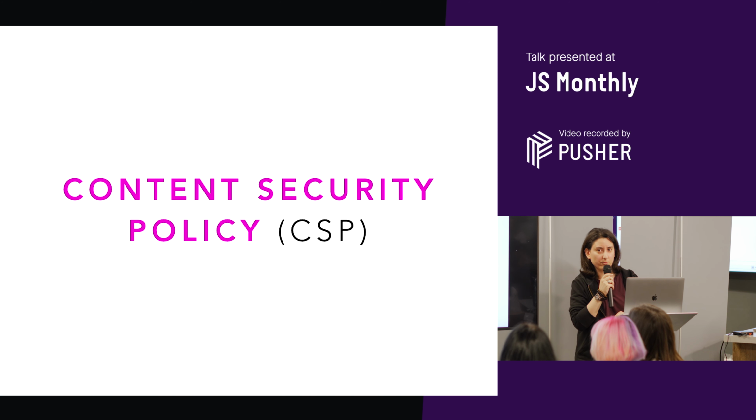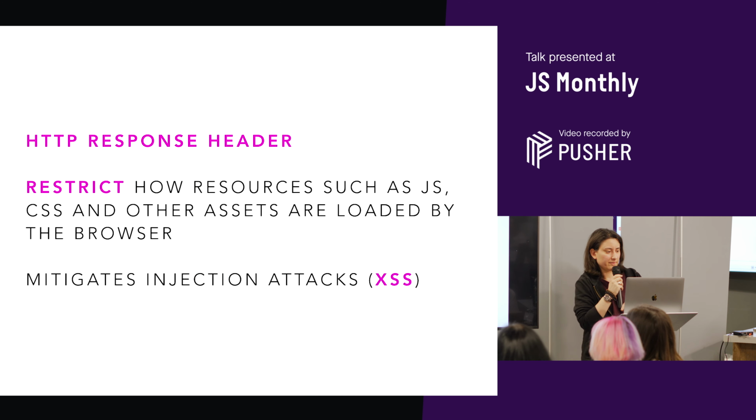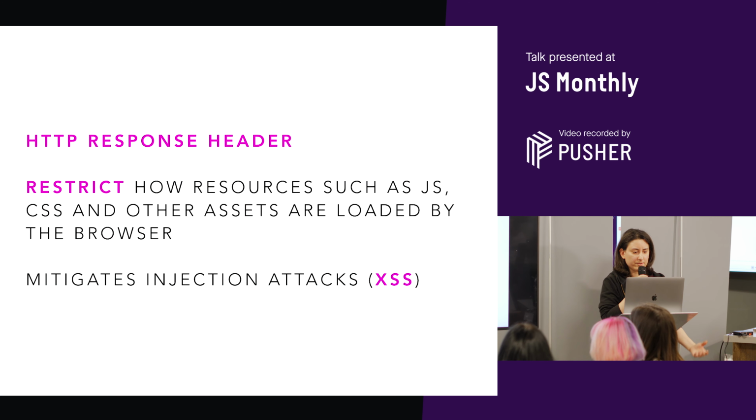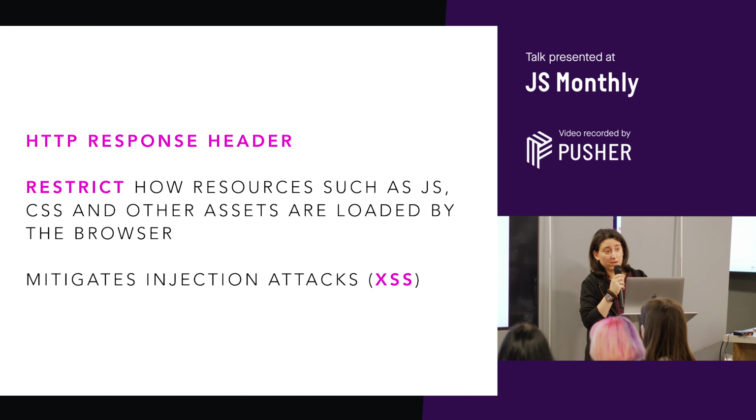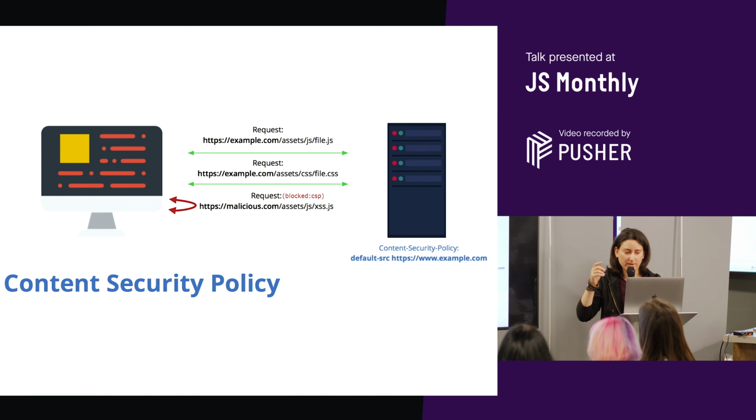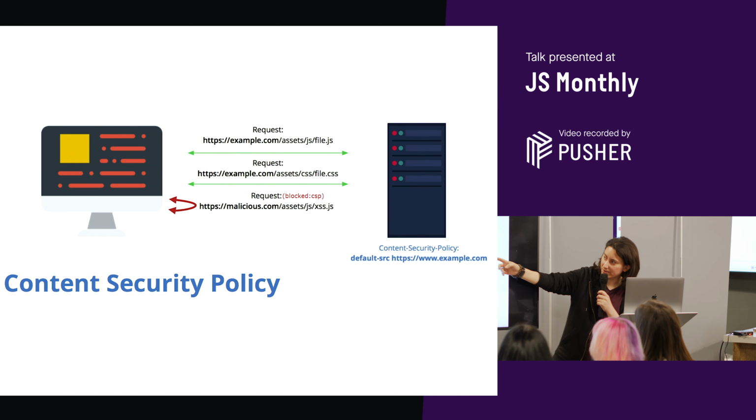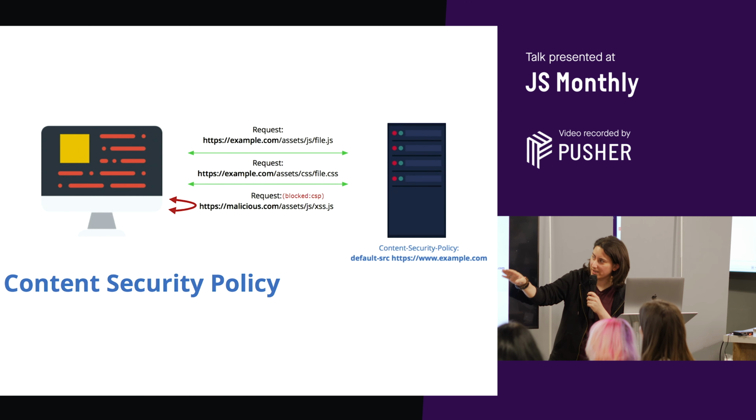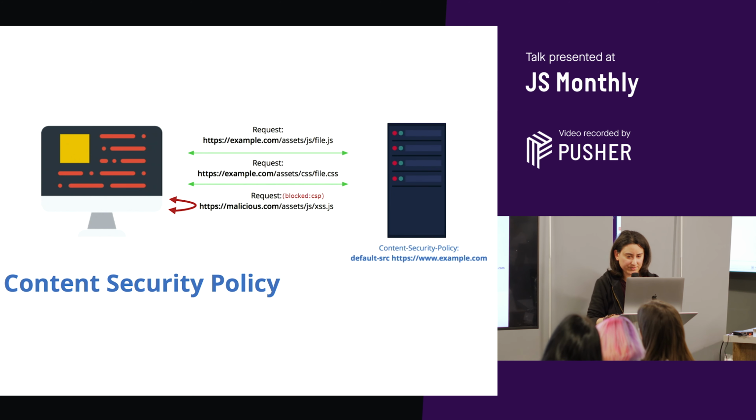So who here is familiar with Content Security Policy, CSP? Cool. For those who are not familiar, a CSP is an HTTP response header, and it will restrict how resources such as JavaScript, CSS, and all the other assets on your website are loaded by the browser. It will mitigate injection attacks, including cross-site scripting. Basically, you have a whitelist of all the assets that you allow on the page, and if you have something like malicious.com, which is not in your example.com whitelist, it won't be loaded by the browser.